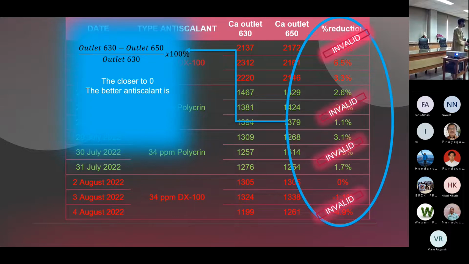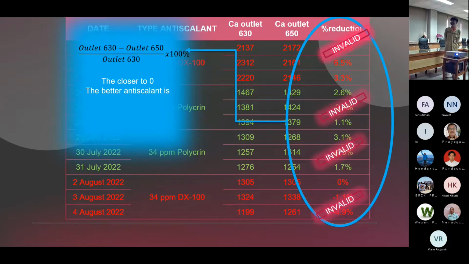The test requires a retention time, and this retention time takes 16 hours. For example, when we take a sample at the inlet in the morning, we should take a sample at the outlet at night. But we did it at the same time because we didn't have enough time, and we only knew our procedure was wrong when the data appeared.